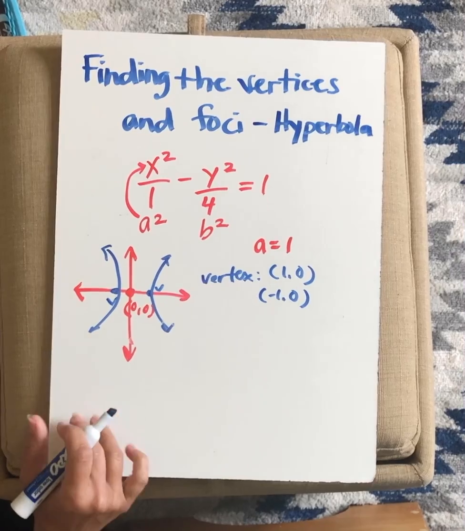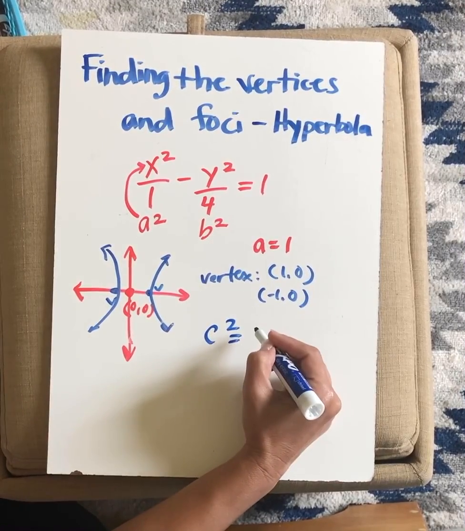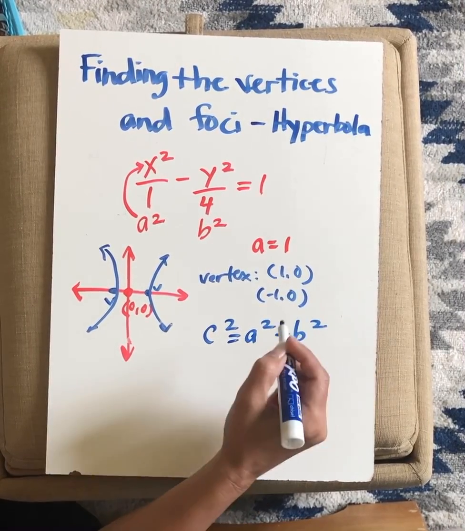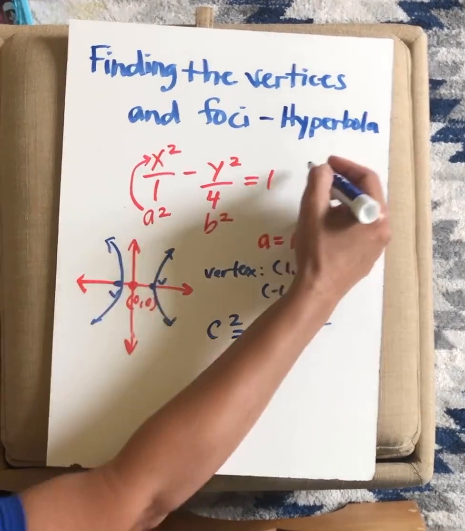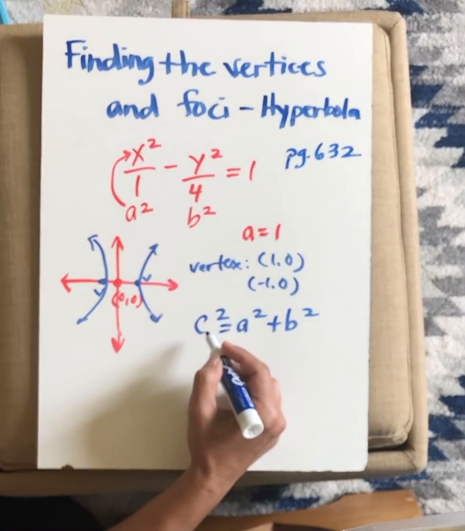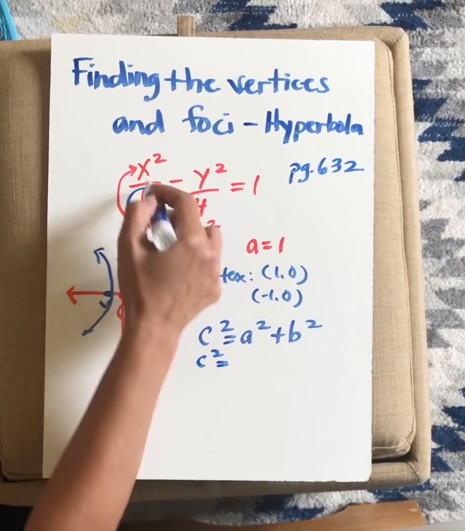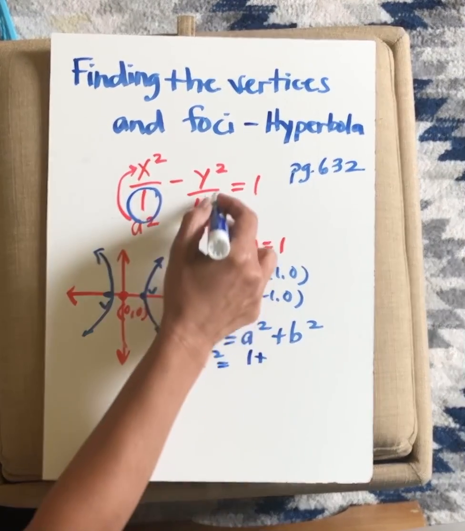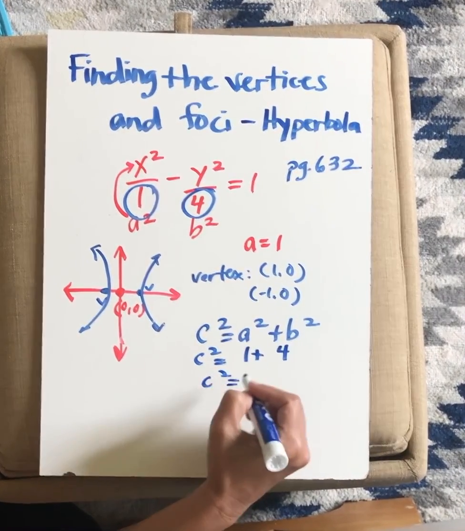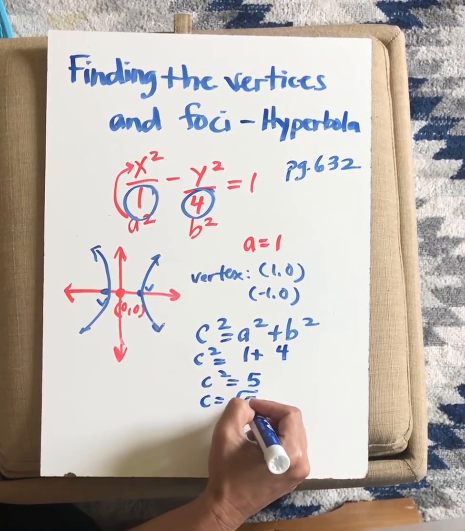So the relationship here is c squared equals a squared plus b squared, and this chart can be found on page 632 of your textbook. So c squared is what we're going to solve for, so c squared is going to be equivalent to a squared, which is 1, plus b squared, which is 4. So c squared equals 5, and c equals the square root of 5.